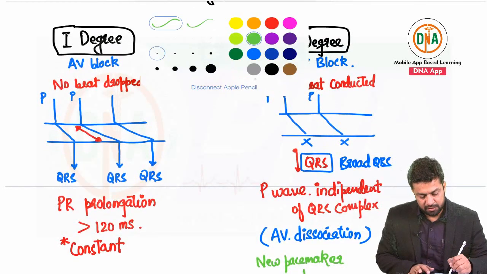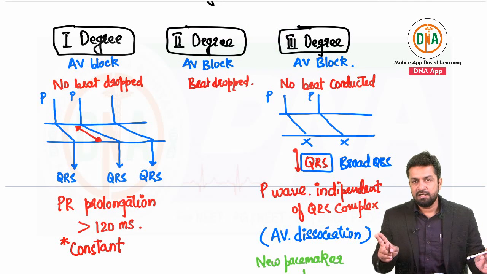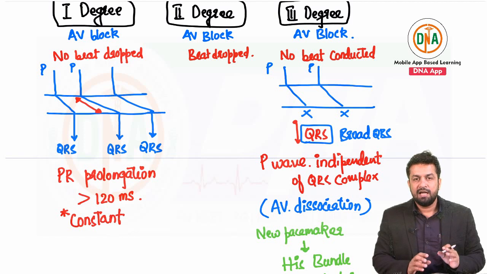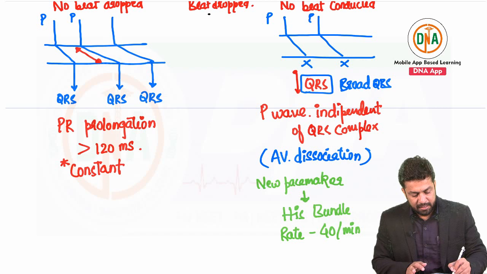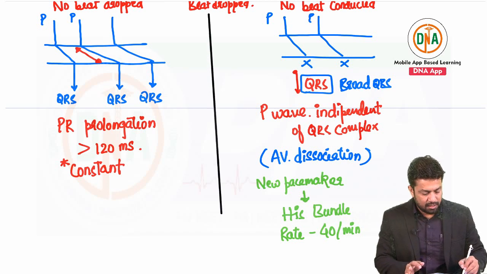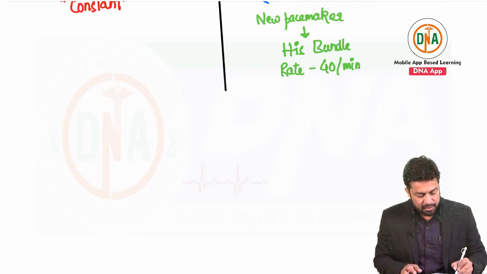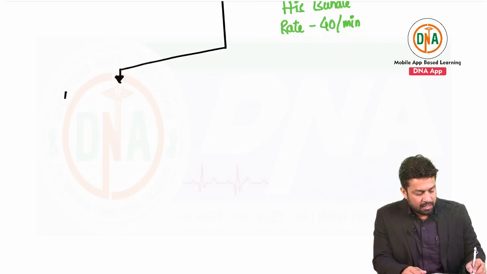So what we have seen: in first degree heart block, every beat is conducted. In third degree heart block, no beat is conducted. Now we come to the second degree heart block, where there is a block and there is dropping of the beat. This second degree heart block is further classified, depending upon how the beats are getting dropped, into two major categories. The first one is what we call Mobitz type 1.